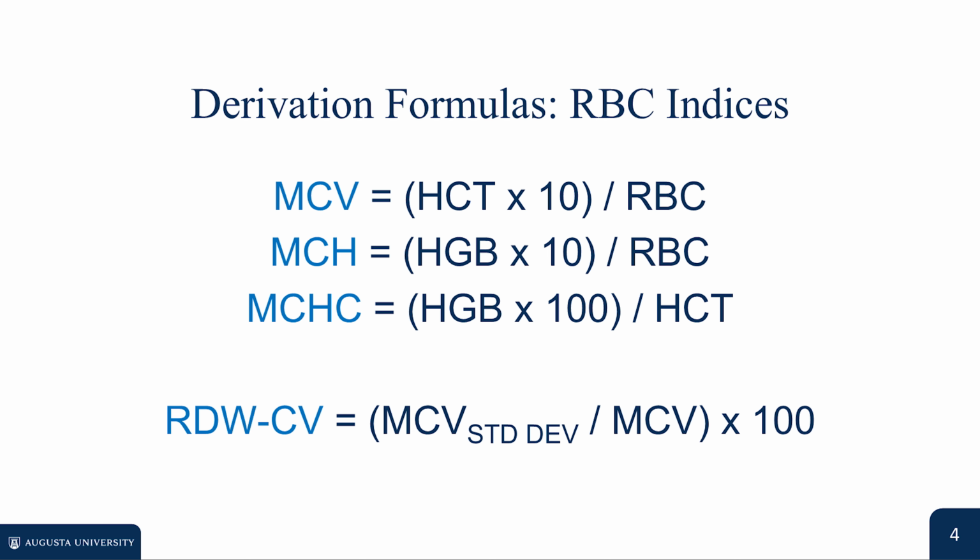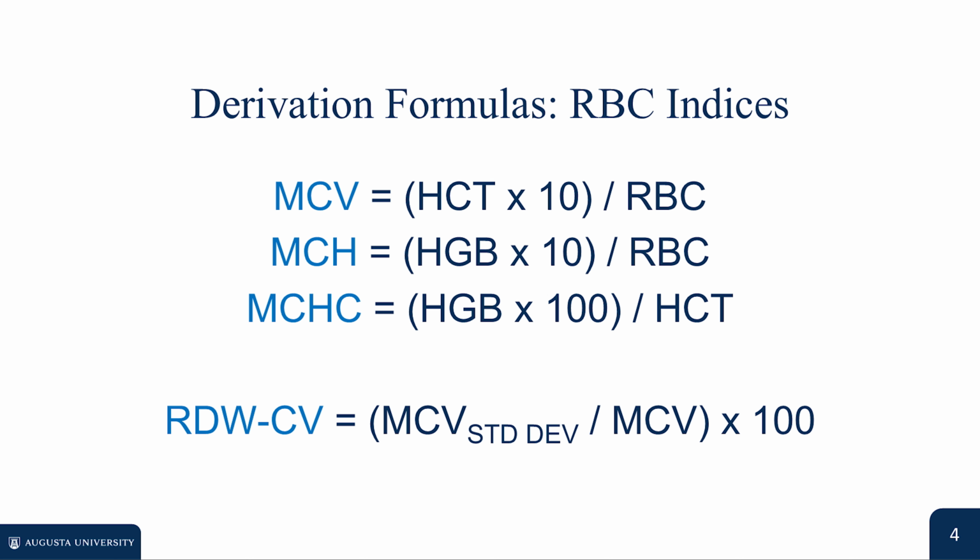Mean cell volume, or MCV, expresses the average size of circulating erythrocytes in femtoliters. On analyzers utilizing electrical impedance, MCV will be derived from the RBC histogram.